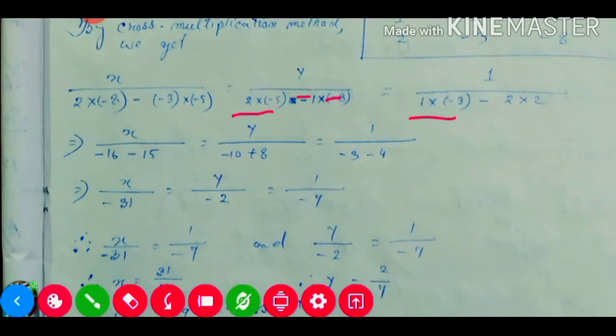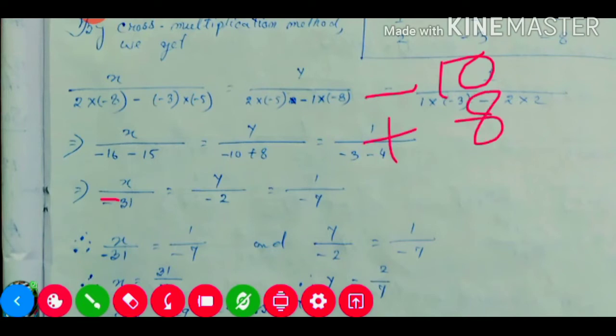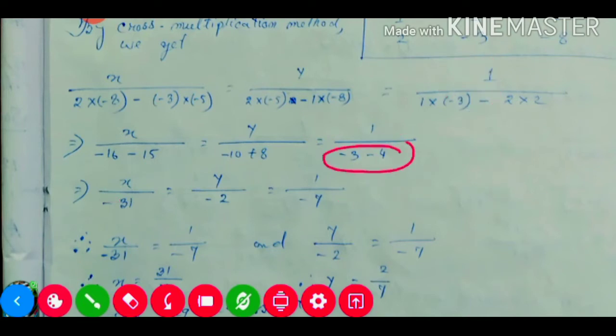This one will be our 3 into 1, 3, and plus minus minus. This one only minus, so minus will remain, and 2 into 2 will be 4. Now we'll minus minus our plus, we know this one, but the sign will be minus. So minus 15 and 16 will be minus 31. Minus 10 plus 8 will be minus 2. Both are minus, so minus minus plus, minus will be 7.